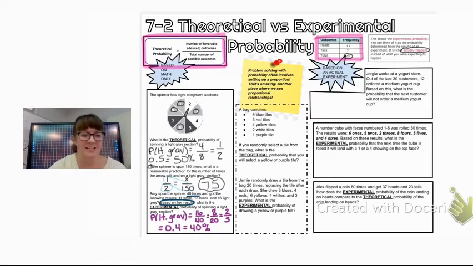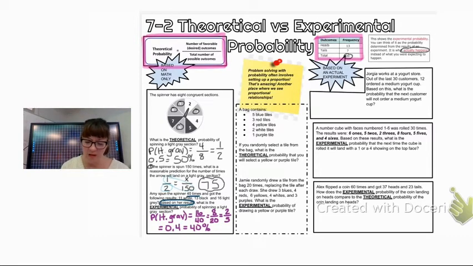Now you'll notice that doesn't match the theoretical probability. Our theoretical probability of getting light gray was 50% or 1/2. That doesn't mean that Amy did anything wrong when she was spinning the spinner. That's just what happens. Just because the theoretical probability says one thing doesn't mean that's what will actually happen when you carry out the experiment.